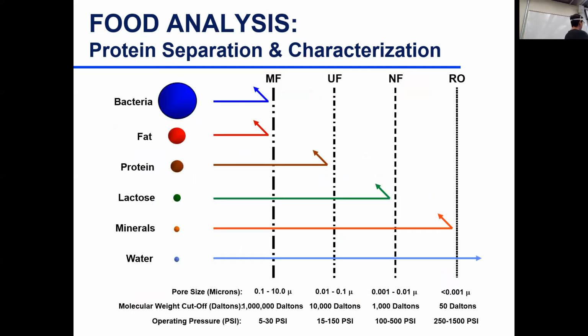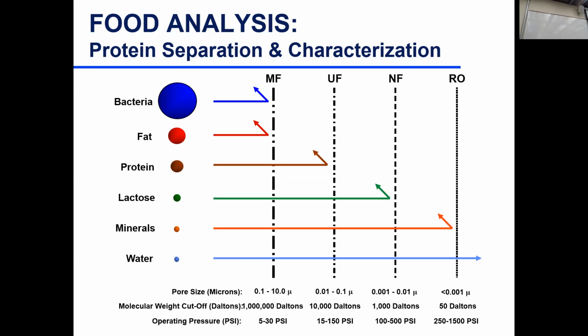So this is kind of an illustration. If you use microfiltration, your fat globules and bacteria will be retained. They don't go through. And then protein, lactose, minerals, water, all go through here. Ultrafiltration, proteins are retained, but lactose, minerals, water go through. This is the milk system, by the way. I forgot to mention that's the milk system.